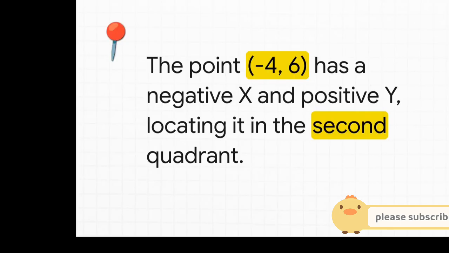Let's test this out. Take the point -4, 6. Without drawing anything at all, you can instantly tell me where it lives. The x is negative, the y is positive. A negative x and a positive y instantly tells us this point lives squarely in the second quadrant. Once you grasp this simple sign pattern, navigating the coordinate plane just becomes completely second nature.